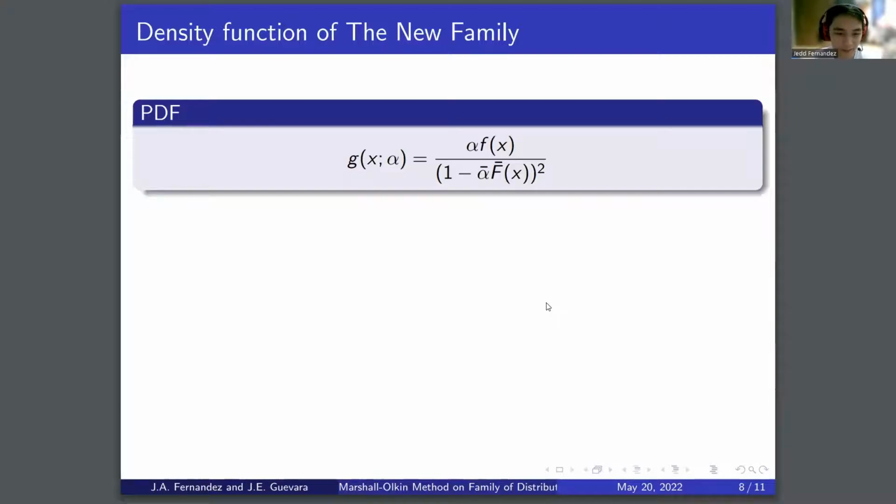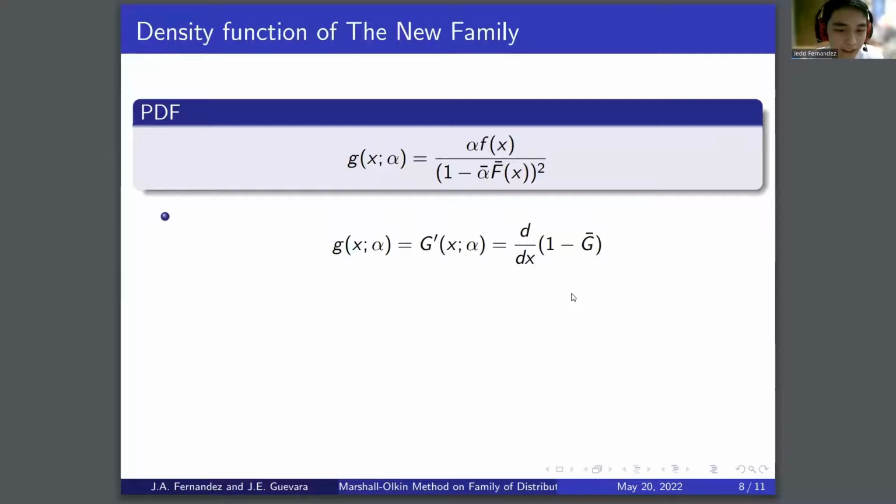Now we discuss the probability density function of a Marshall-Olkin distribution. Note that the small letters are the PDF of the capital letter, and the capital letter is a cumulative distribution function, and the capital letter bar is a survival function. So Marshall-Olkin said that the PDF of the new distribution G is alpha times the PDF of F divided by the square of 1 minus alpha bar times the survival function of F. Now we are going to derive this.